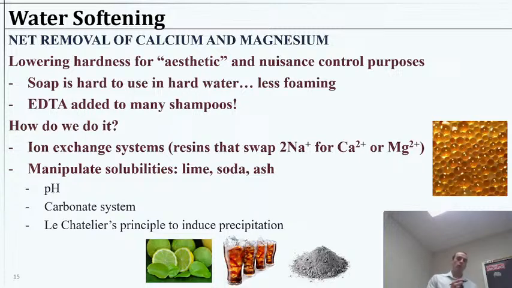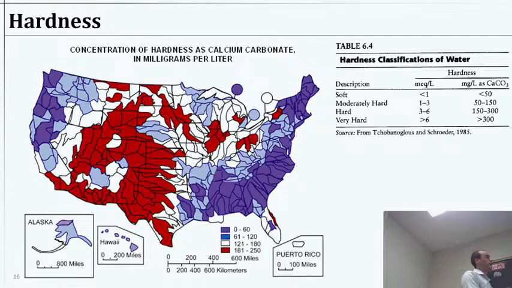A little closer to what we're going to talk about is manipulation of solubility using lime and soda ash, meaning pH adjustments using carbonate added on purpose, or maybe getting rid of it, and the soda ash is a sodium carbonate. So altogether, we're manipulating Le Chatelier's principle. When are we causing precipitation? What are we doing with that? So it's a back and forth process to induce precipitation of different stuff.